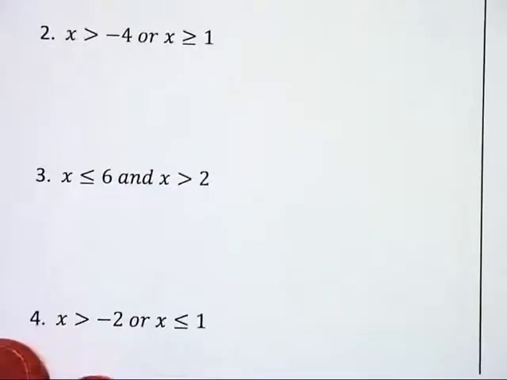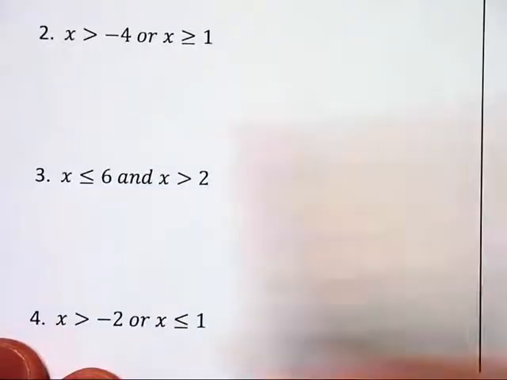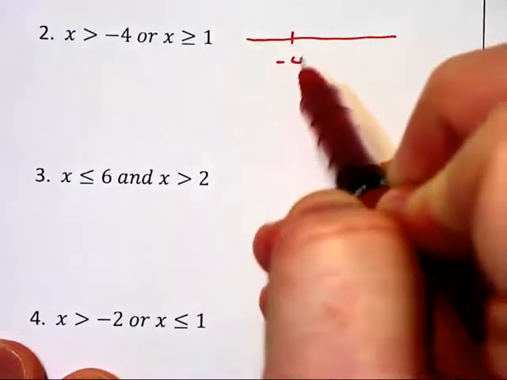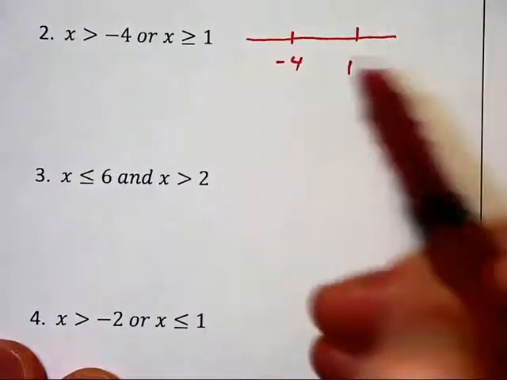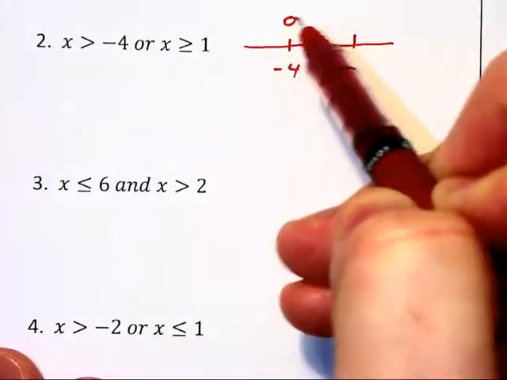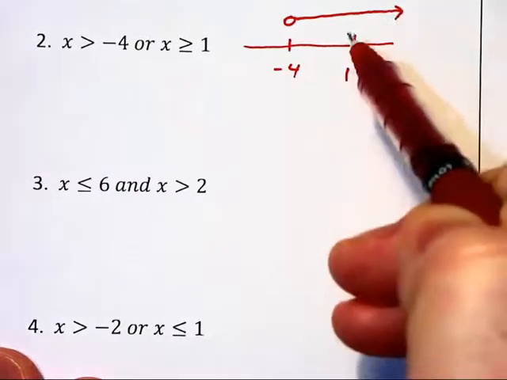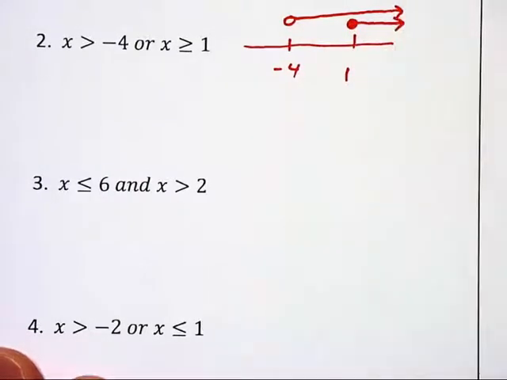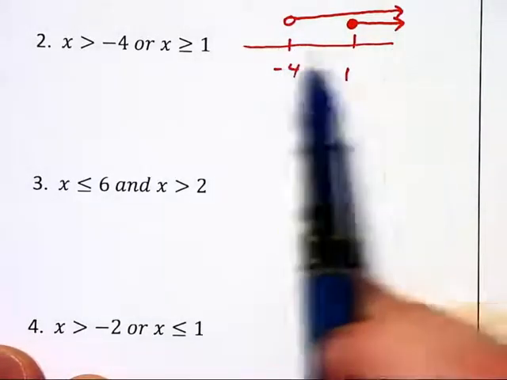Now let's take a look at another problem. Our key numbers are negative 4 and 1. So I will label them on a number line. X greater than negative 4 refers to an open circle, all values greater than. X greater than or equal to 1 is a solid circle to the right of it. And I have the word or, which says join these two sets together.